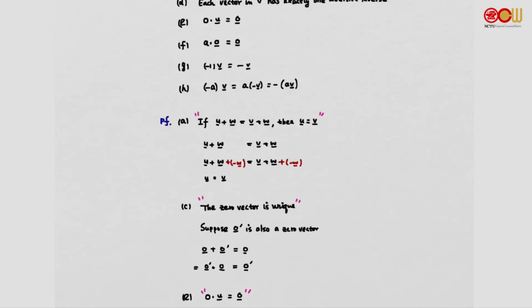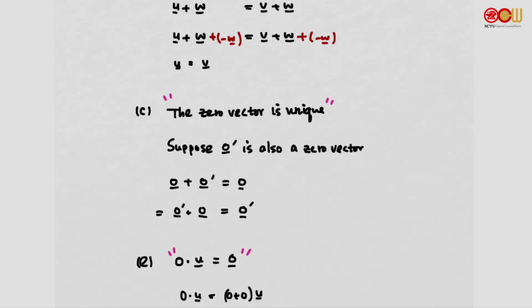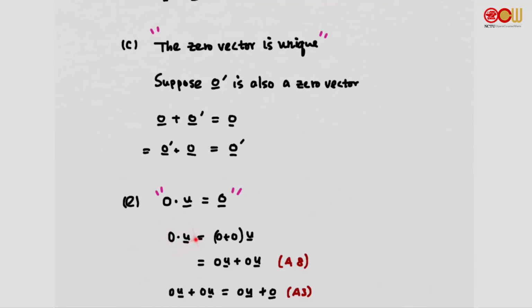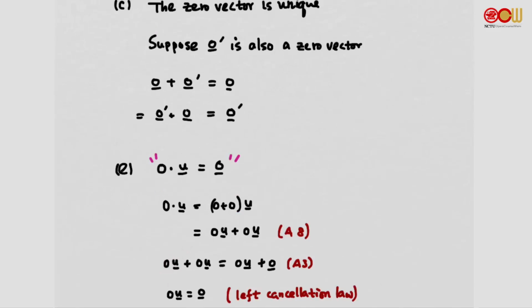For e, we want to show if we scale any vector by 0, we get the zero vector. We know scaling u by 0 is the same as scaling u by 0 plus 0. So this is 0u plus 0u, u scaled by 0 plus u scaled by 0, by the 8th axiom. And 0u is the same as 0u plus the zero vector. And so we have this common term on both sides. And so now we can use which law to show the desired result? If we use the left cancellation law, then we can cancel off these two terms, and we get what we want.